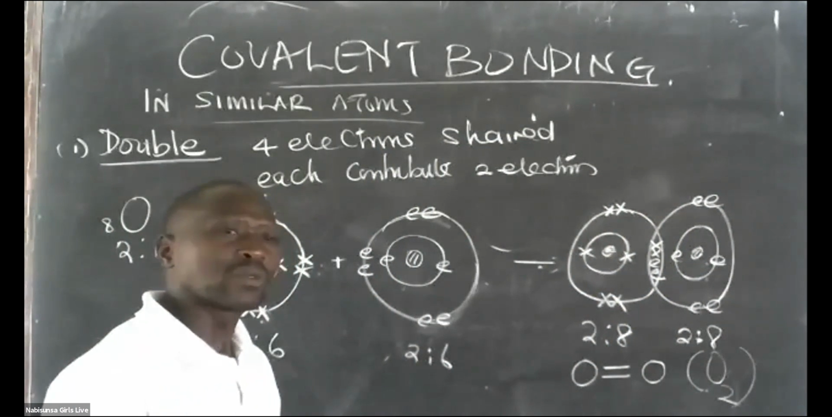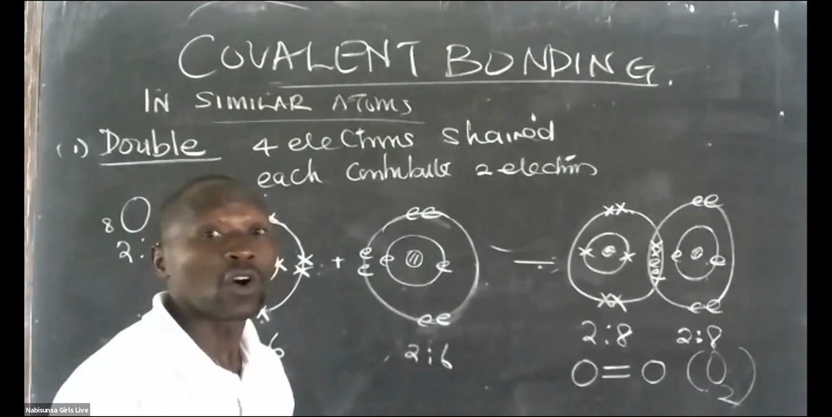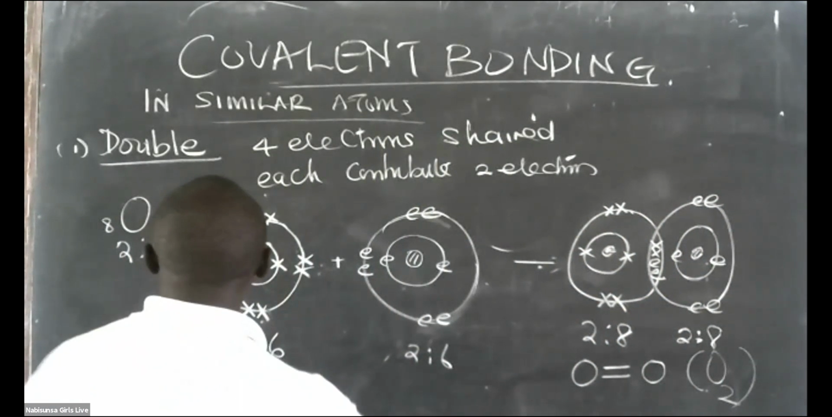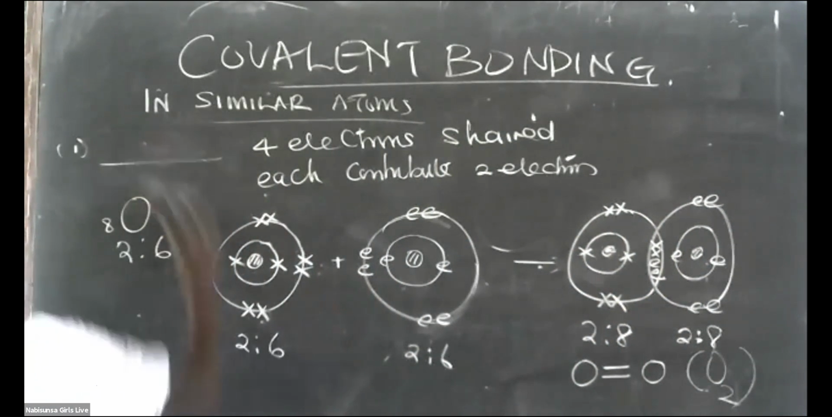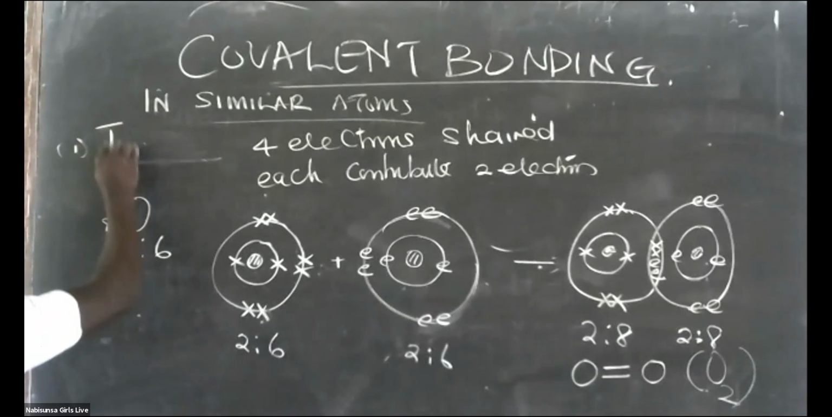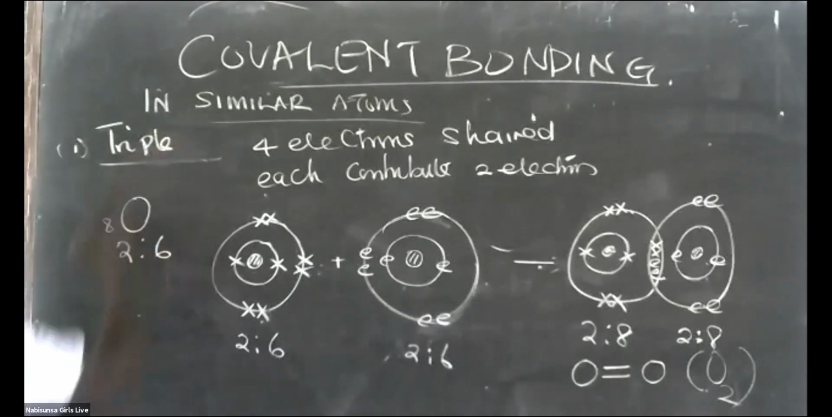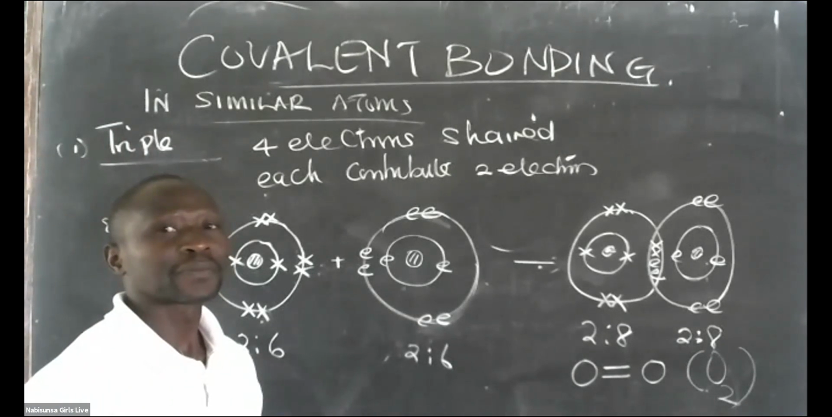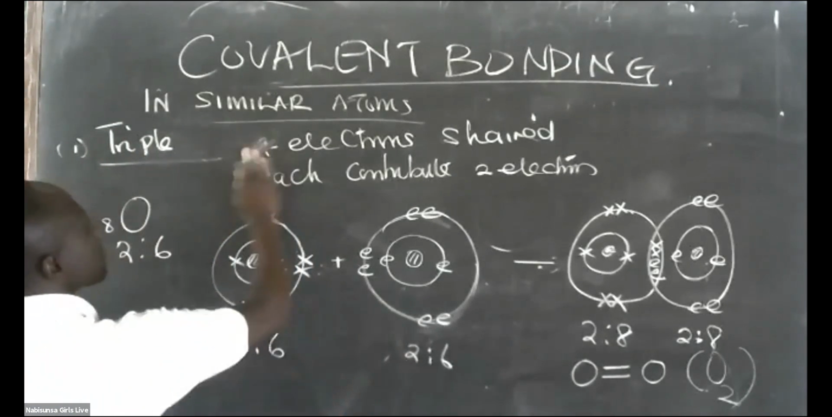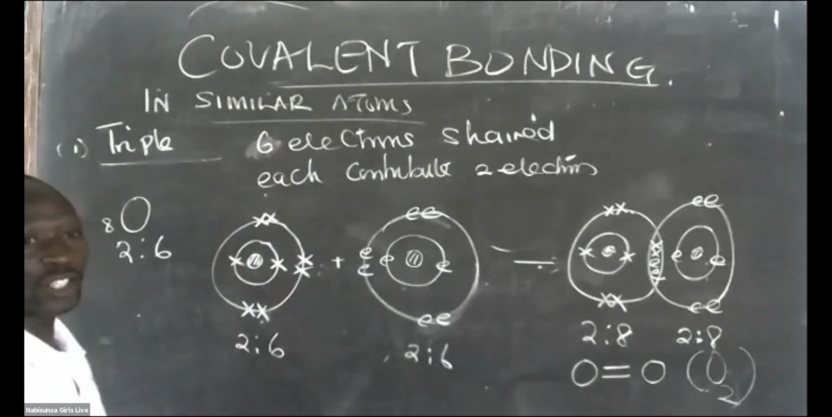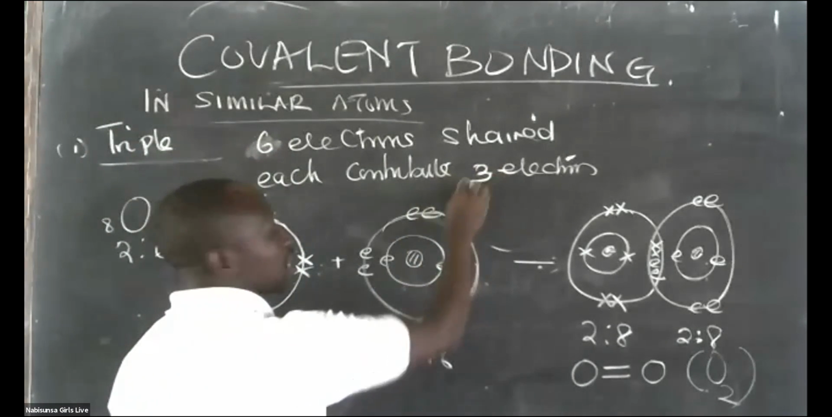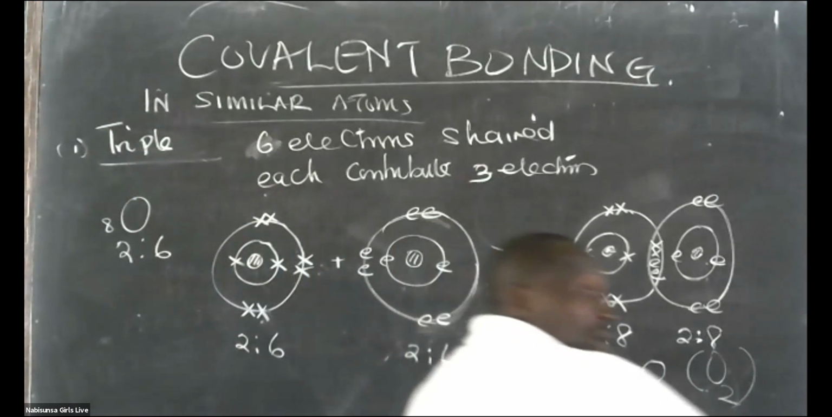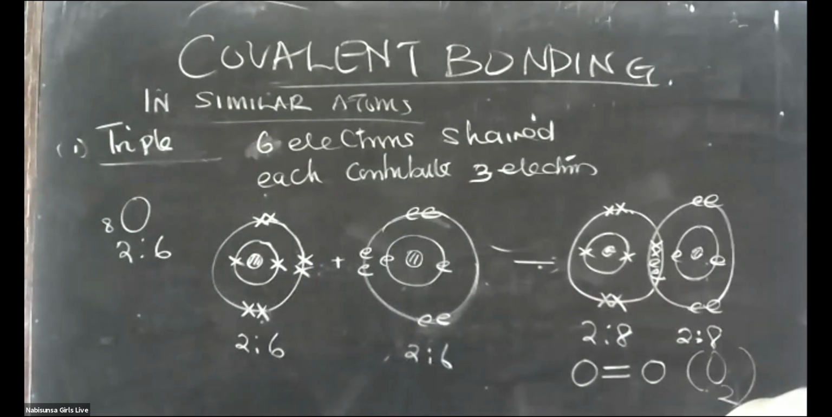Can I go to at least a triple covalent bond? So let me go to at least a triple covalent bond. Triple. How many electrons will be shared? 6. Each contributes 3. So what do you do? You put 3 electrons at the edge where they're going to touch one another.